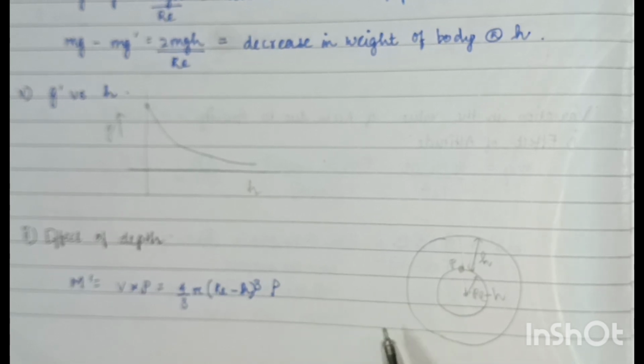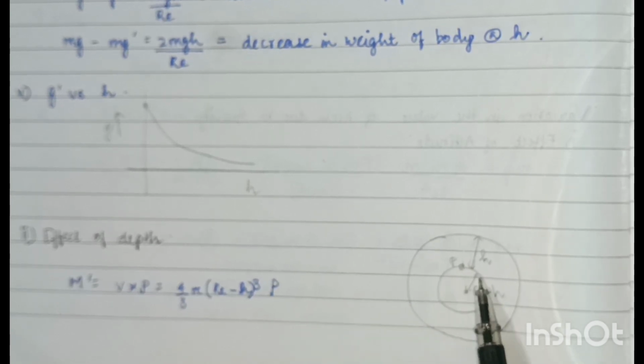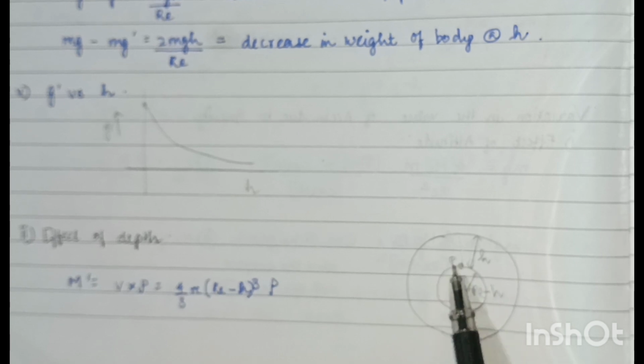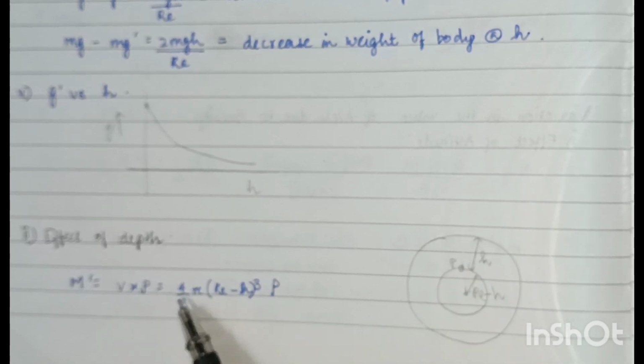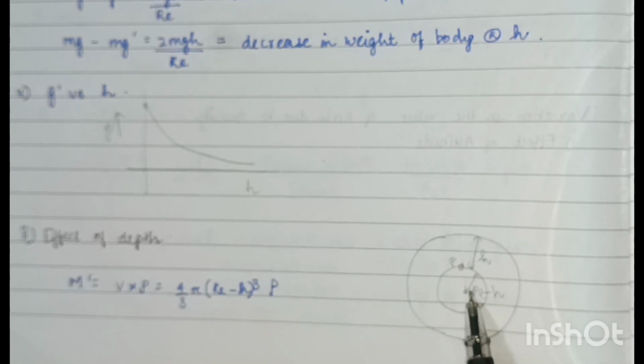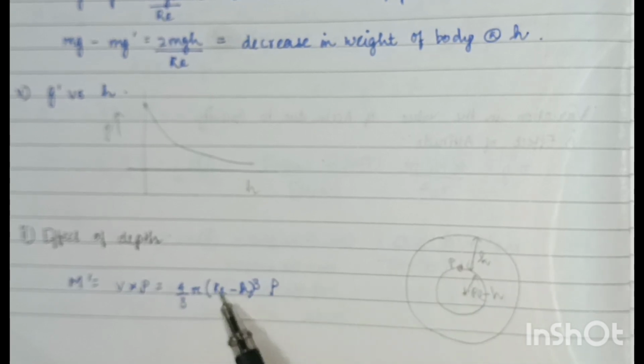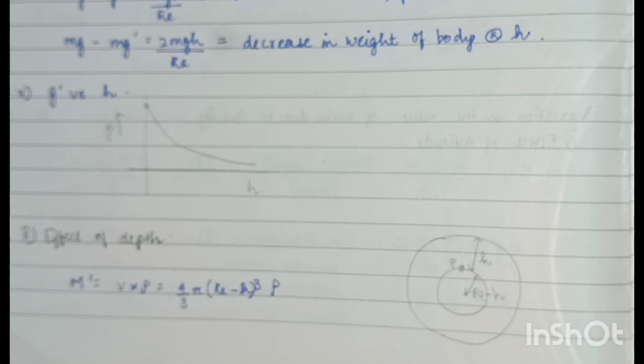So I am going to find the mass of this ball. I'm considering the mass of this ball, so that will be volume into density. What is the volume? 4 by 3 pi r cube. Here r is nothing but r minus h, because we are considering this small ball, not that big one. So r minus h whole cube into density.